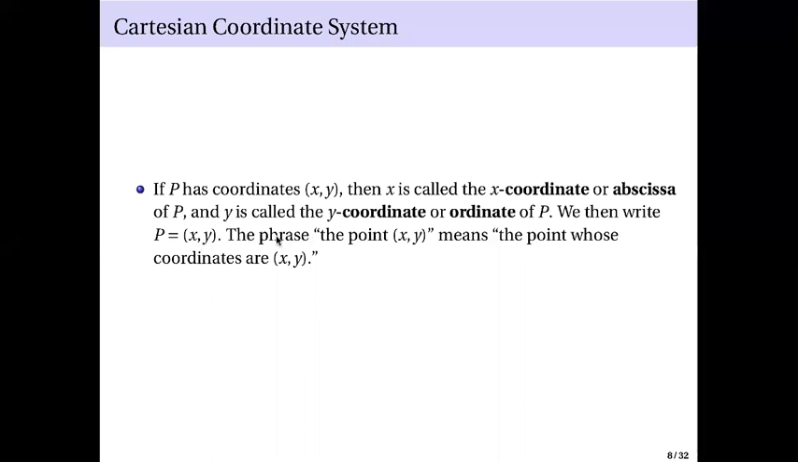And the phrase, the point P, or the point x comma y, means the point whose coordinates are x comma y. So this long phrase we will shorten to this phrase: the point xy is the point whose coordinates are x comma y.